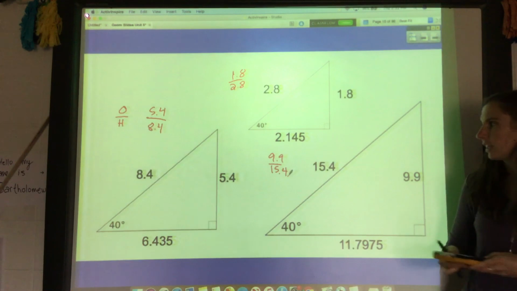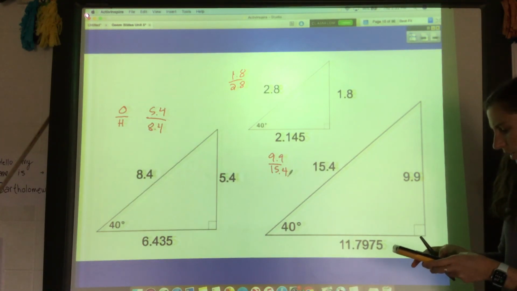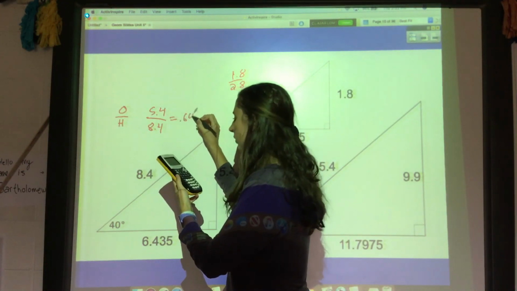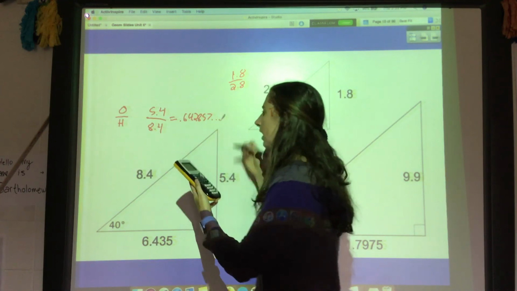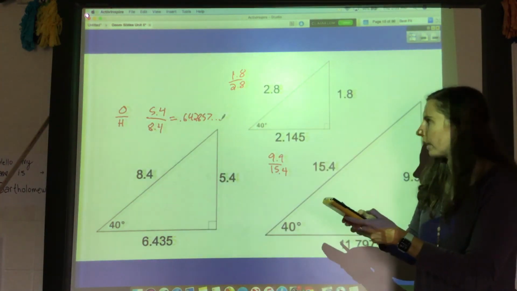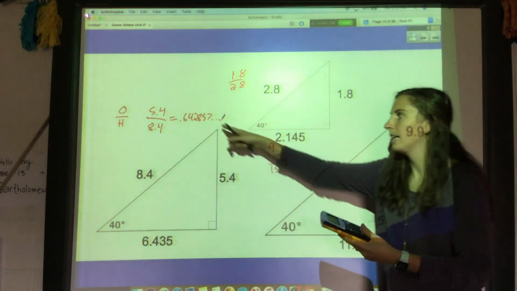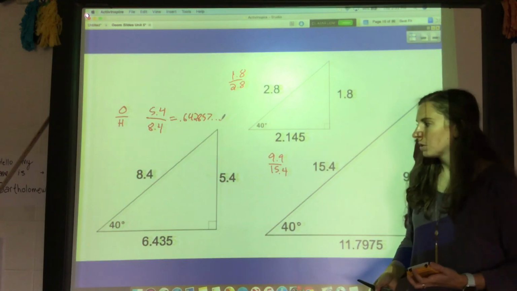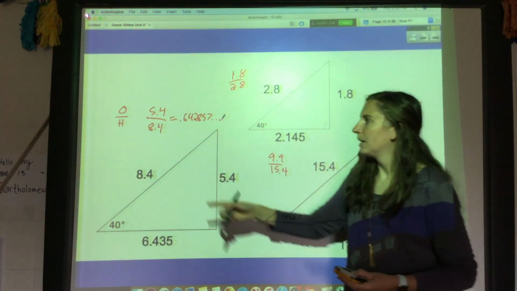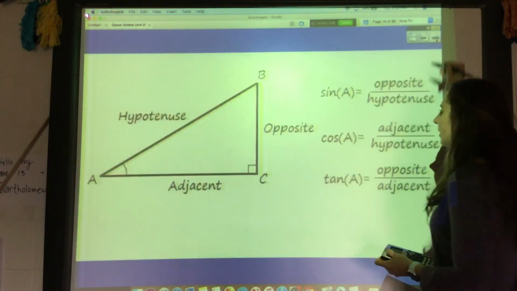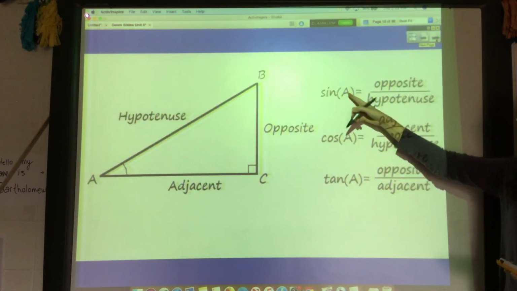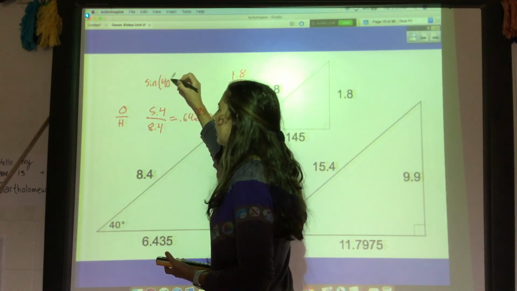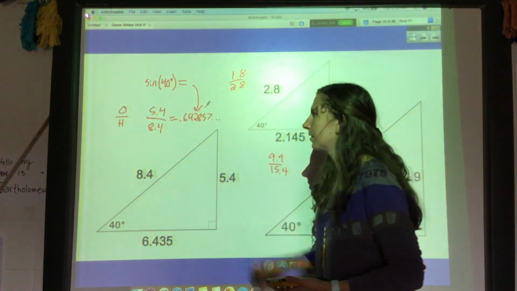You could try them in your calculator and see. 5.4 over 8.4 is 0.642857, and so on. Same thing here, 1.8 divided by 2.8 is the same decimal, and this will also be the same decimal. So that tells me that O over H, opposite over hypotenuse, that one's the sine. So this tells me the sine of 40 degrees is this.